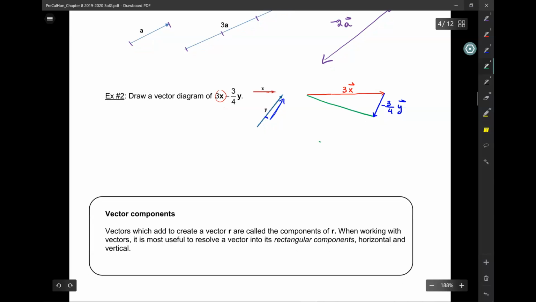Okay, so we were asked to draw 3x minus 3/4 y, right? The red vector, that's just 3x. The blue vector, that's just 3/4 y. What we have been asked to draw is really only the green vector, right? So the answer, 3x minus 3/4 y, is that green vector. So theoretically, the red and the blue could not even be there. All you need is that green vector. But of course, if you draw it, you're going to draw the whole triangle.